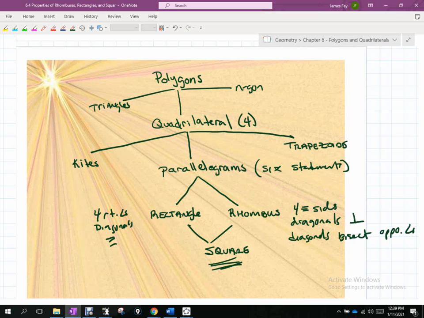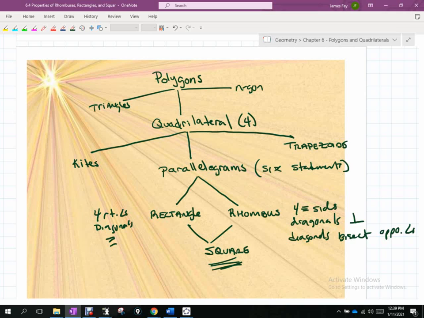But is a square a rectangle? Yes. Because to be a square, by definition, you need 4 right angles, 4 congruent sides, right? What do you need to be a rectangle? 4 right angles. So the definition of a square is more detailed than the definition of a rectangle, but does that definition of a square meet all the requirements that exist in the definition of a rectangle? Yes. Okay. Square, 4 congruent sides, 4 right angles.